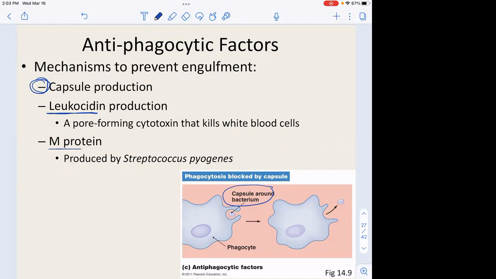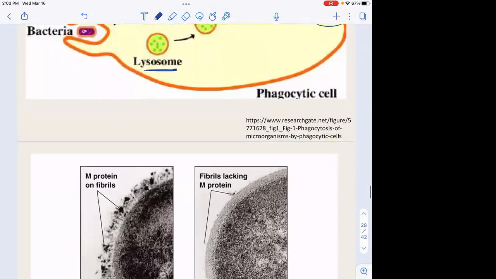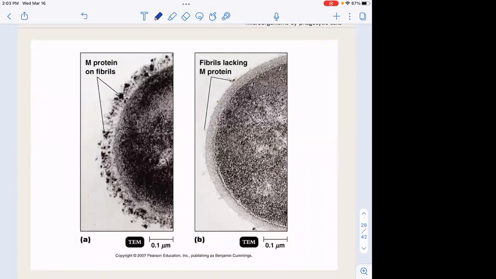Another example is M protein. This is a specific mechanism that an organism, Streptococcus pyogenes, has to evade being engulfed. So here's an example. This is Streptococcus pyogenes. On the left here, you can see these M proteins extending around the surface of the cell. And on the right, here's a Strep pyogenes that for some reason is mutant and can't make that M protein.